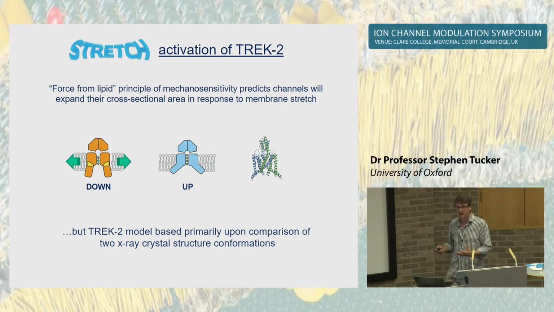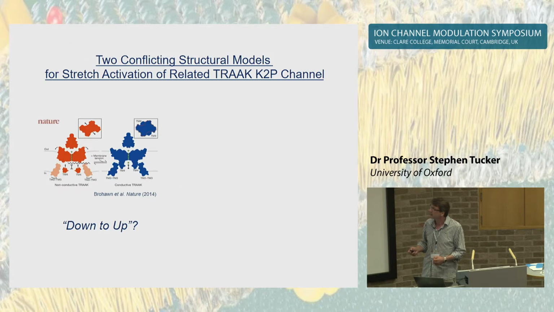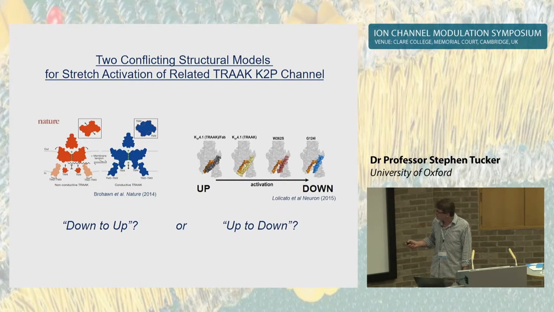It was also rather further complicated by the fact that there were two contradictory studies published about how the TRAAK channel, which is very, very similar in structure, might respond. There was one from Rod MacKinnon's group that suggested that the channel might move from the down to the up conformation, but involve a lipid block within the pore. And there was another paper at the same time from Dan Minor's group, which suggested that mechanoactivation involved movement from the up to the down conformation.